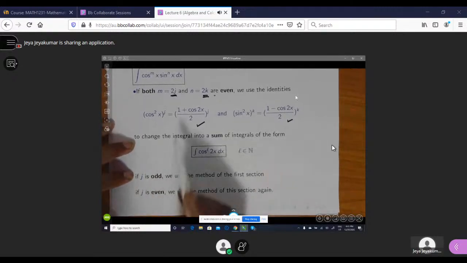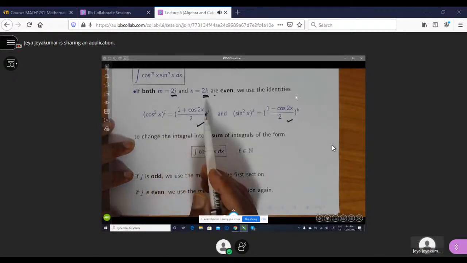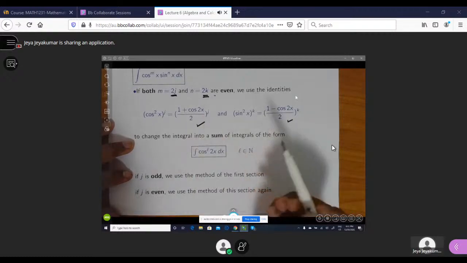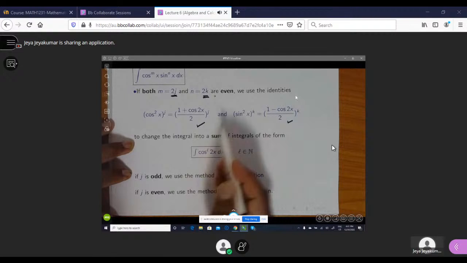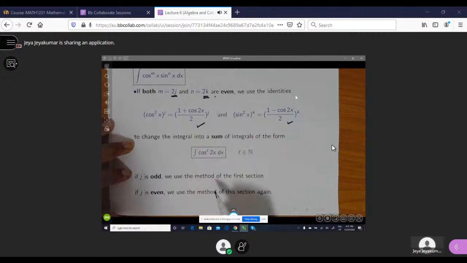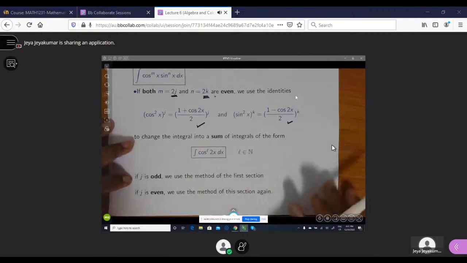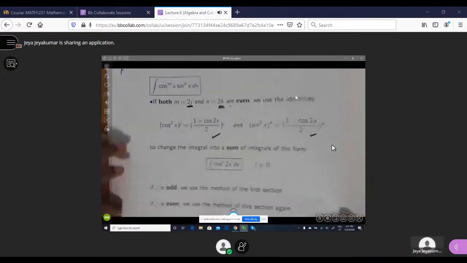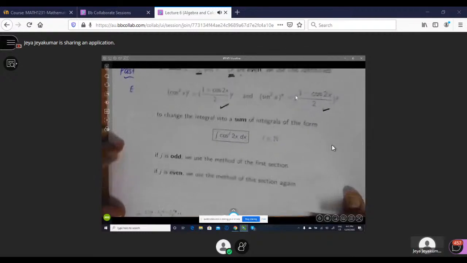If the power is odd, then we can use the first technique: you factor out one cosine term and then use the substitution. If j is even, then we use the same trick using the half angle formula. So that's how it is done here. So let's do a past exam question of this type and see how you can do this.